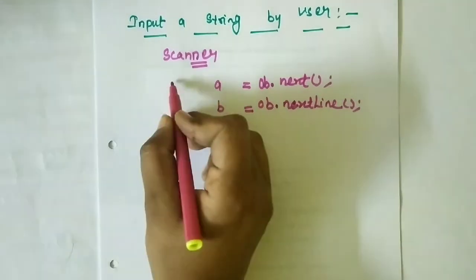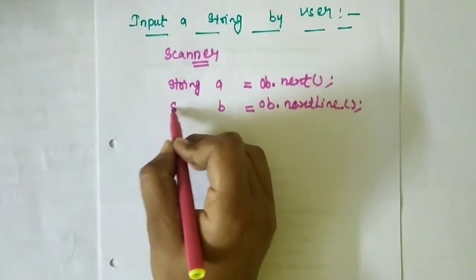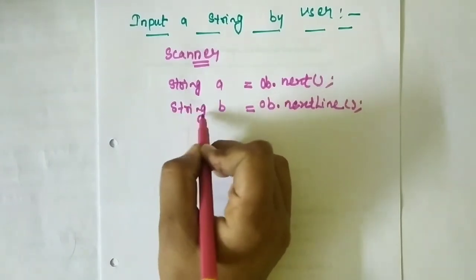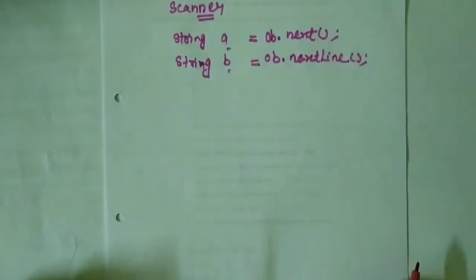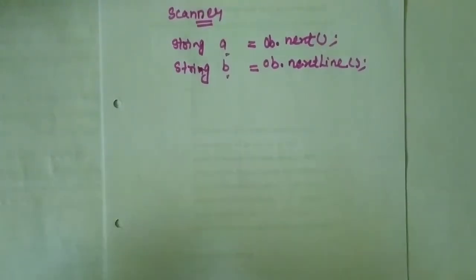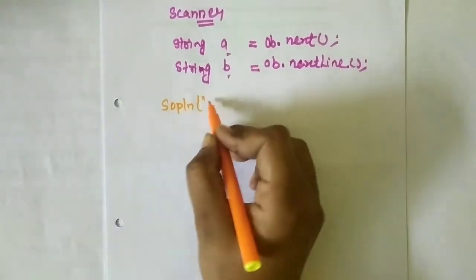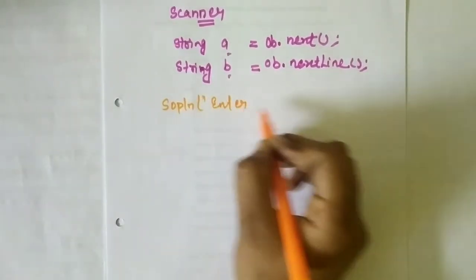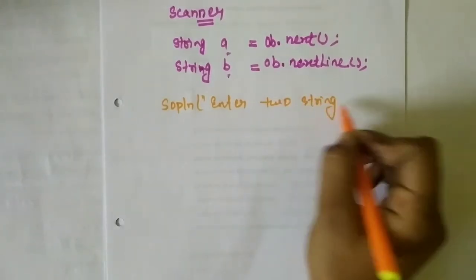What is the data type of A and B? That is string. Here I am taking two variables, A and B. Suppose in a program I write System.out.println, enter two string values.